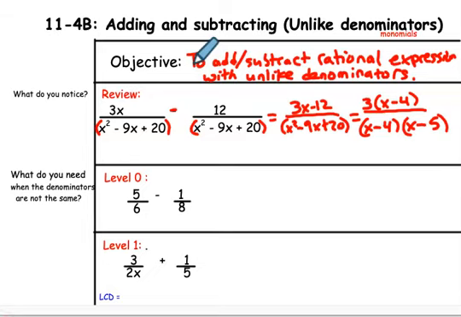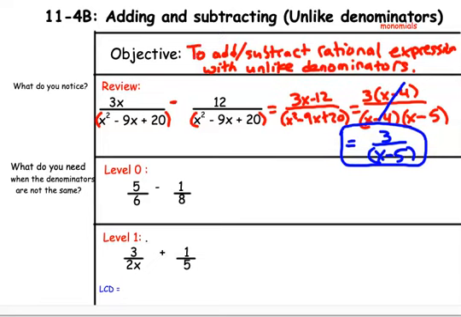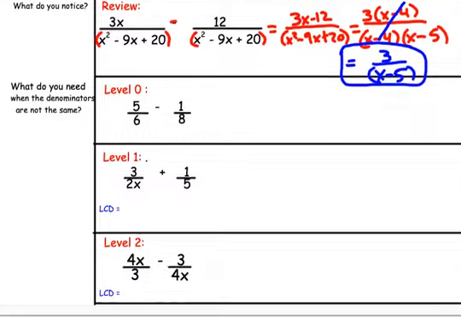Now I have some things that will reduce. I can get rid of the x minus 4s. Up top, we had a 3. On the bottom, we had an x minus 5, and that would be our answer. So when you're adding or subtracting, that's what you are looking for: is the denominator the same? Let's look at one right here where the denominator will be different.